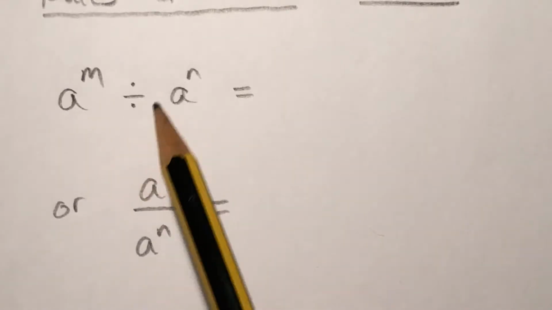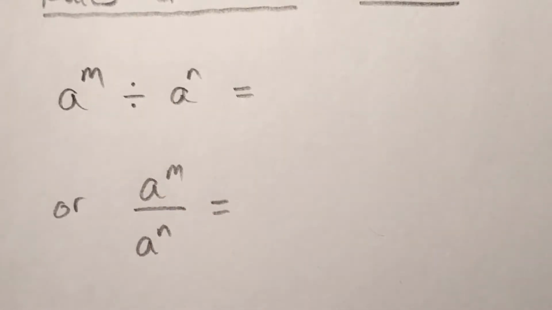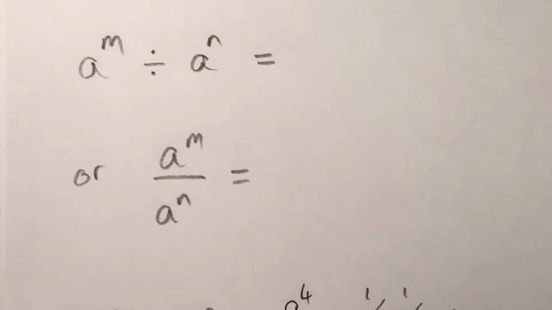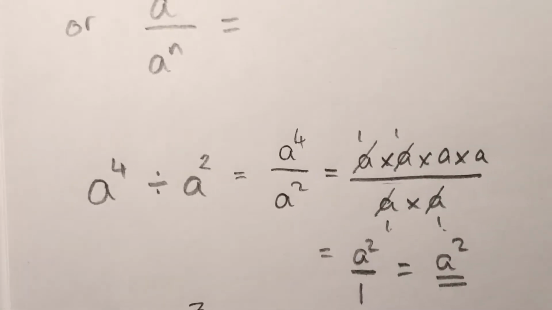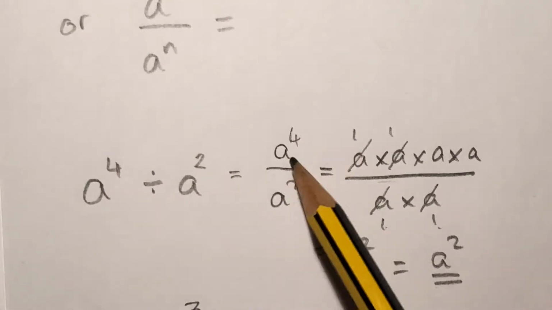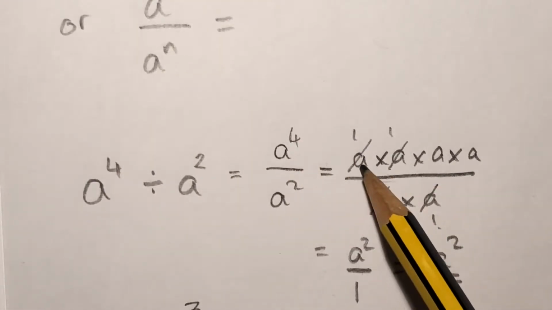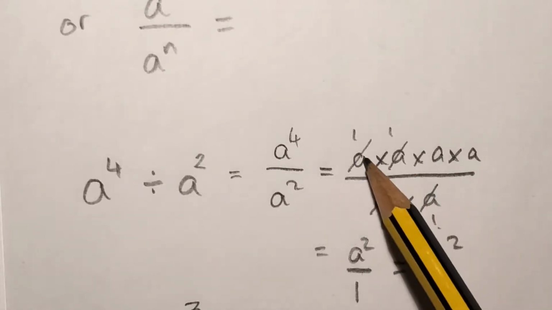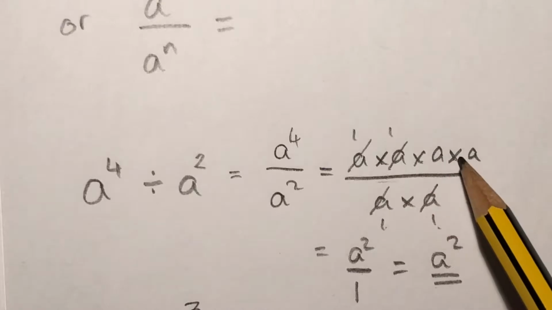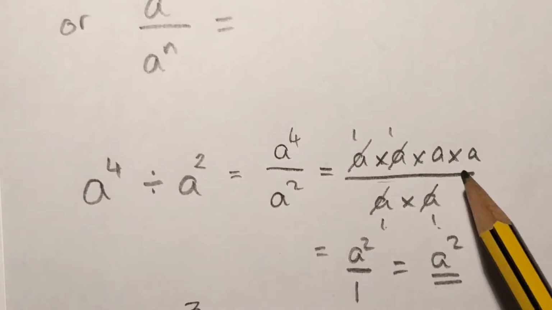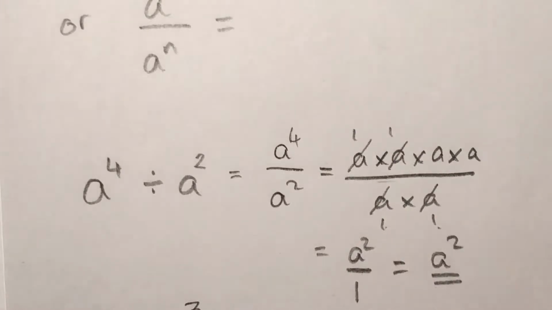Now, this can be expressed either with a dividing symbol or as a fraction. Doesn't matter which way you want to look at it. However, we're going to do the same thing as we did before. So if I've got a to the power of 4 divided by a squared, I can express it as a fraction. And if I expand it out, a times a times a times a on the top, a times a on the bottom. And because these are all bound by times signs on both the top and on the bottom, and there's a dividing symbol between them, I can cancel common factors out.